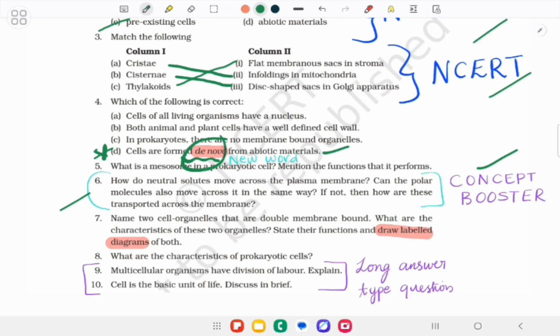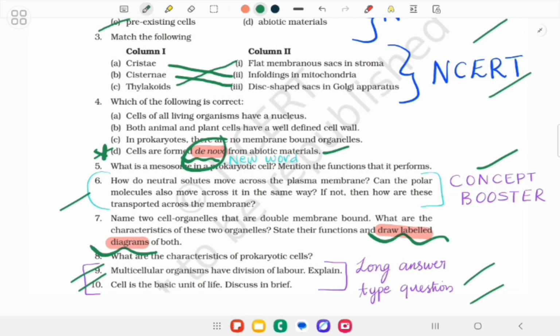And next there are some concept booster questions also, right? Where you have to apply knowledge what you have learned in NCERT. You will be studying some things in NCERT, but you also have to apply those things which you have studied in the questions. So for that practice also NCERT exercises are very important.